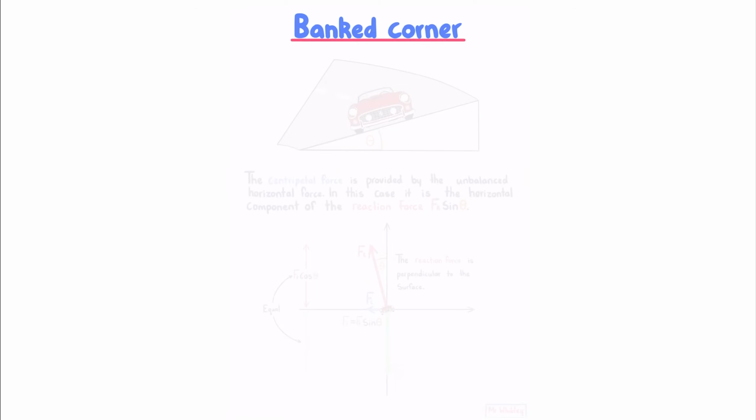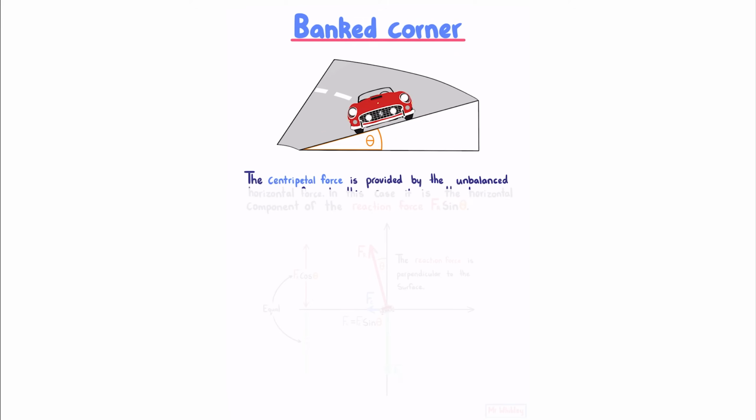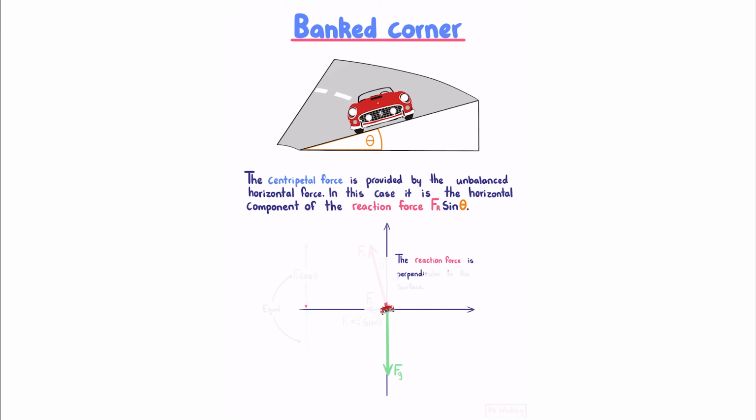Banked corner. In this application, we have a car travelling around a banked corner at an angle theta. The centripetal force is provided by the unbalanced horizontal force. In this case, it is the horizontal component of the reaction force, Fr sine theta. So if we do a vector diagram of our car, we have our gravitational force downwards. The reaction force is perpendicular to the surface, which is banked at our angle theta.